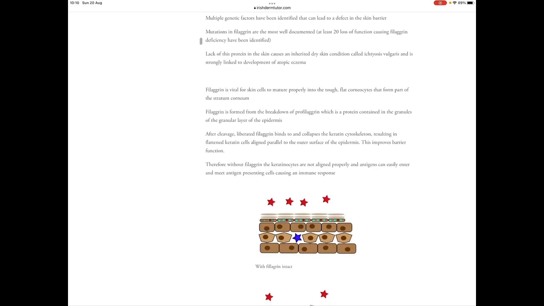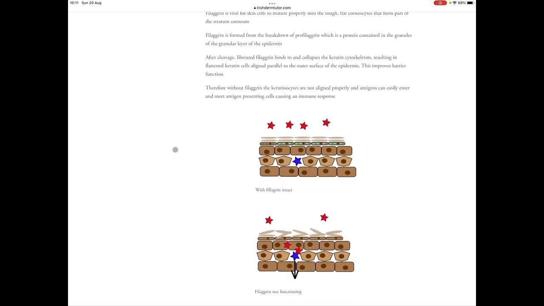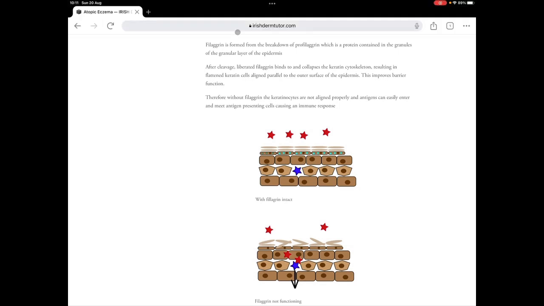The most well-known one is filaggrin, and there have been at least 20 loss of function mutations which can cause a filaggrin deficiency. And a lack of protein in the skin causes an inherited dry condition called ichthyosis vulgaris. And if you have ichthyosis vulgaris, it is strongly linked to the development of atopic eczema. So I'll just show you here.